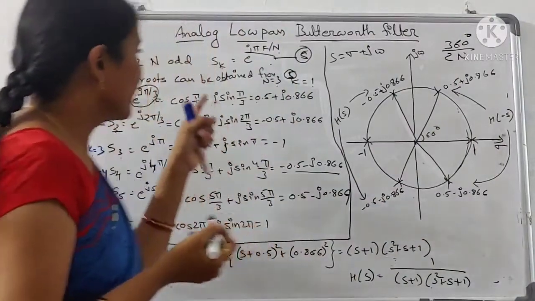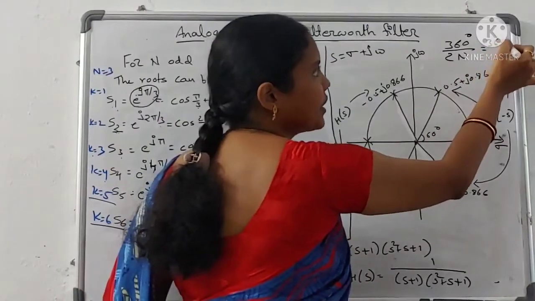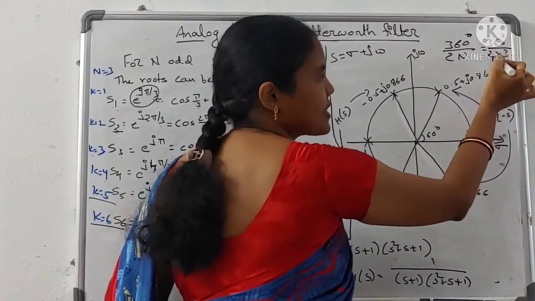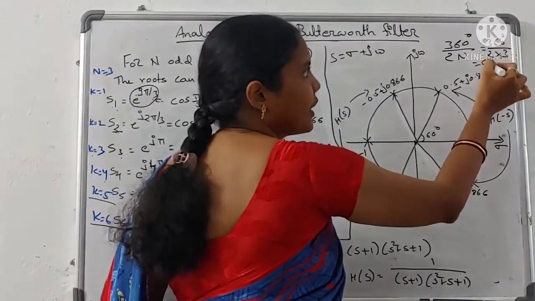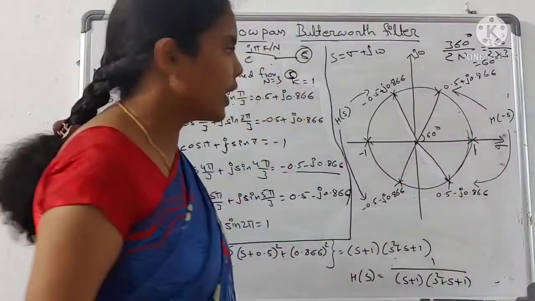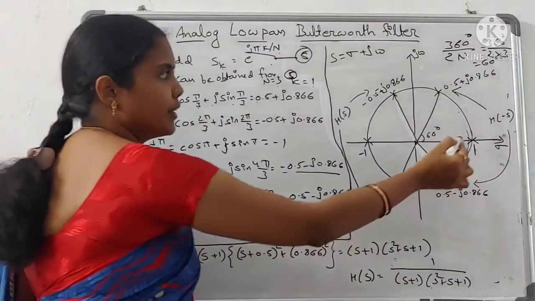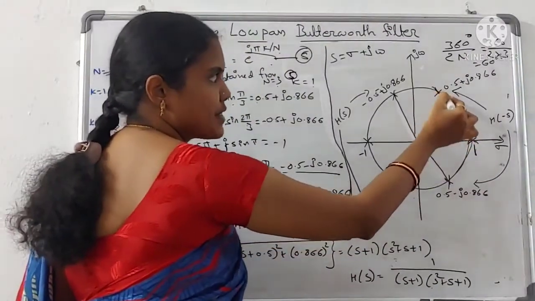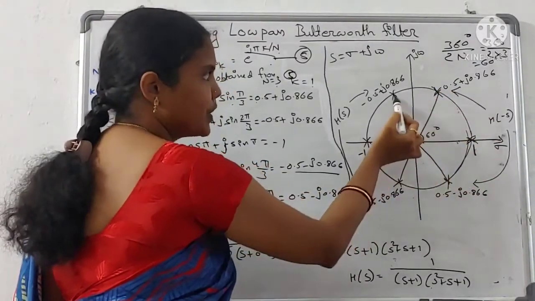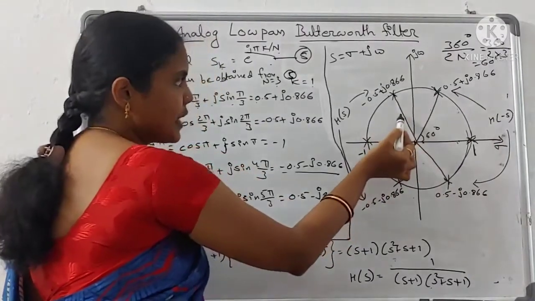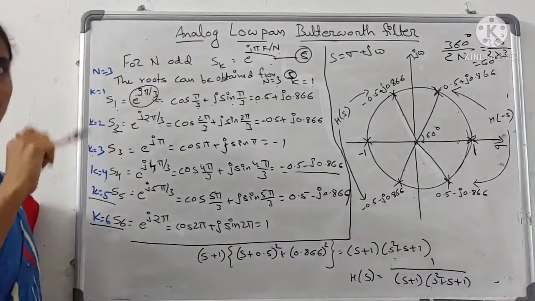Here, what n value have we taken? We have taken 3. That is 360 degrees divided by 2 into 3, that is 6. That means 360 degrees divided by 6, you are getting the angle as 60 degrees. Now look, here we have found the poles. From here to here, what should the angle be? 60 degrees. From this pole to this pole, what should the angle be? 60 degrees. Same, here to here is 60, here to here is 60, here to here is 60. Total 6 poles are located in the circle.